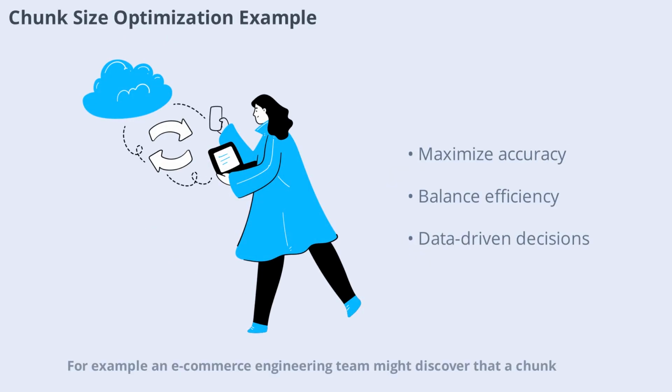For example, an e-commerce engineering team might discover that a chunk size of 512 tokens yields a 94% retrieval accuracy, while 256 tokens drops accuracy to 61%. This kind of analysis helps teams balance accuracy and efficiency in their RAG pipelines.